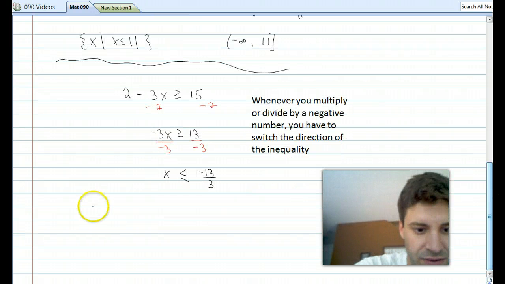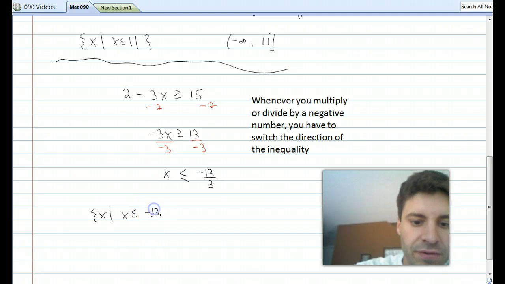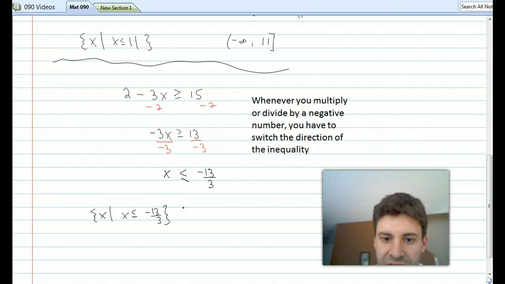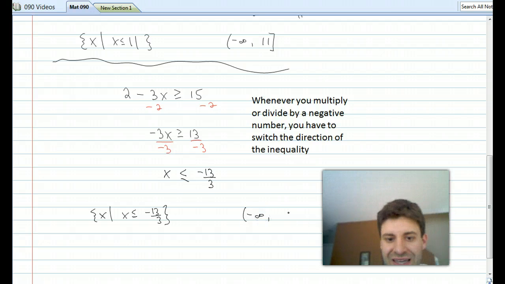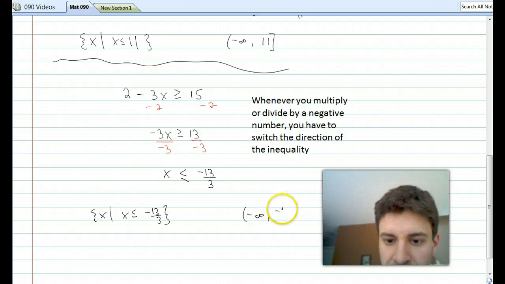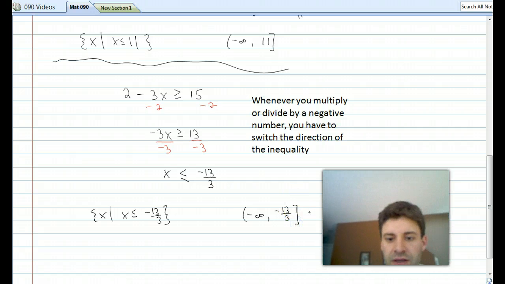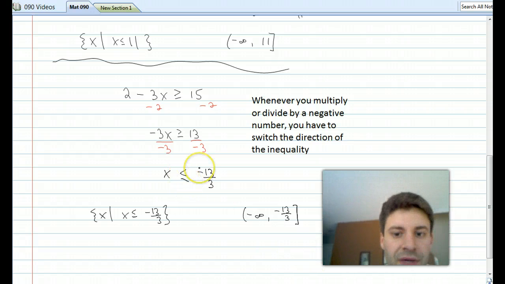Set notation would be the same as before. We write down all x values such that x is less than or equal to negative 13 thirds. And with interval notation, I'm going to skip drawing the number line this time. You're going to get any x value between negative infinity all the way up to negative 13 thirds. And I'm including the negative 13 thirds, so I put a bracket here on the end of my interval because I have an equal sign in my inequality.